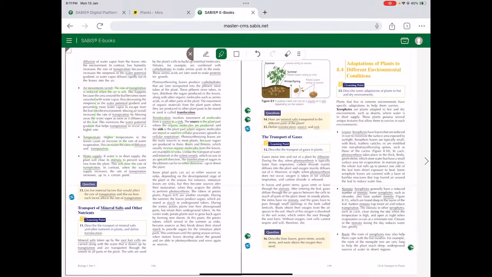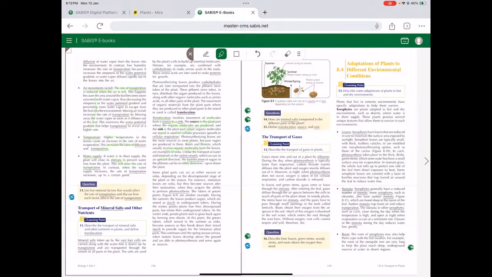And then finally, the transport of gases. Remember, gases are transported by diffusion. Okay? And this diffusion is through the stomata. Carbon dioxide enters, oxygen leaves. Okay? And of course, we still need oxygen for the roots. Why? So they can perform cellular respiration and absorb mineral salts.